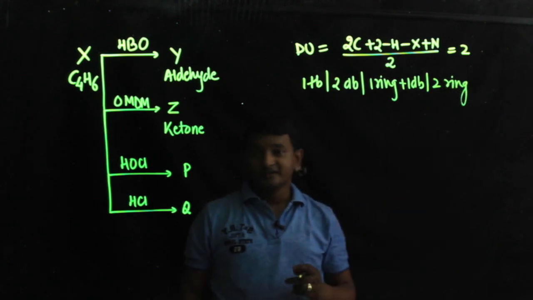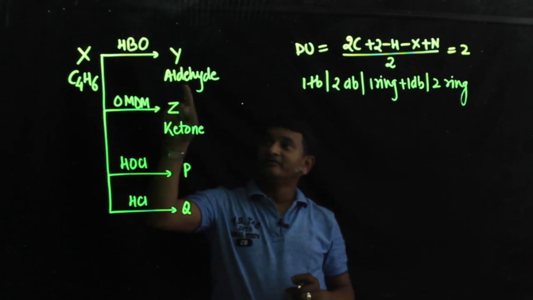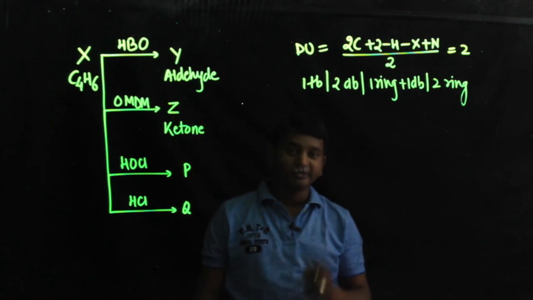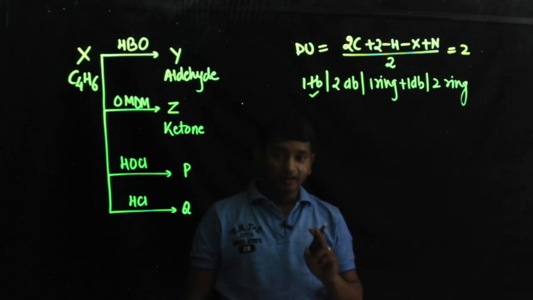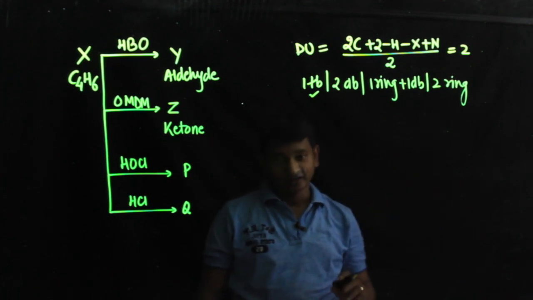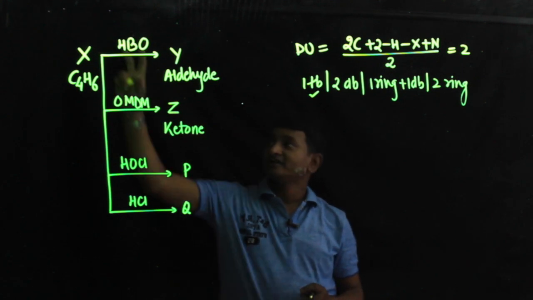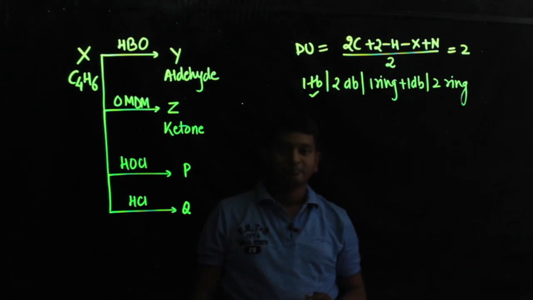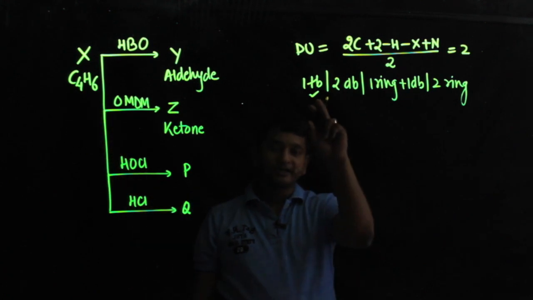But in the question it is said that C4H6, which on hydroboration oxidation gives Y, is an aldehyde. If it is an aldehyde, that means it must be an alkyne. Clear? A double bond cannot give an aldehyde as a product, and a ring with a double bond also will not give, and two rings do not give any reaction with hydroboration oxidation. So as the product Y is an aldehyde, you have to consider a triple bond.